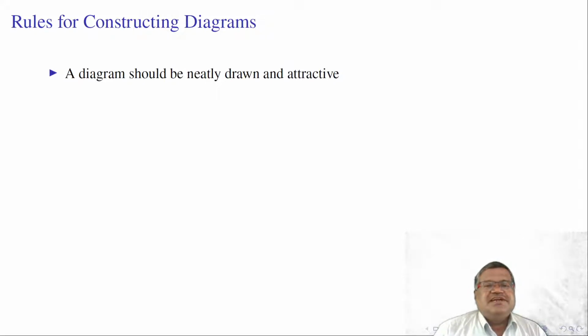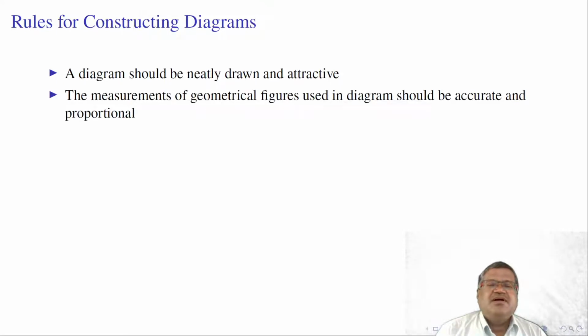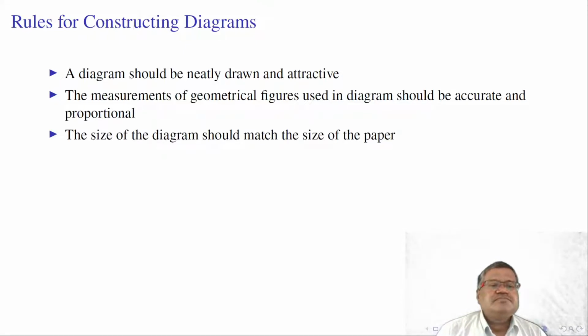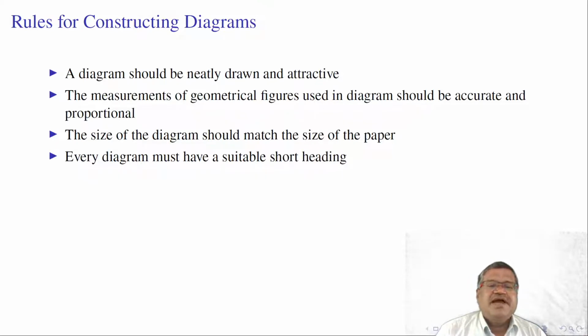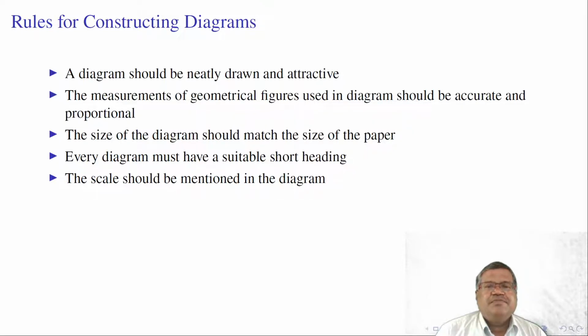The rules for constructing a diagram are: a diagram should be neatly drawn and attractive. The measurement of geometrical figures used in diagrams should be accurate and proportional. The size of the diagram should match the size of the paper. Every diagram must have a suitable short heading. The scale should be mentioned in the diagram. With the scale only, we can understand the figures easily.